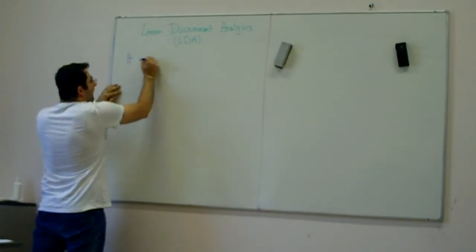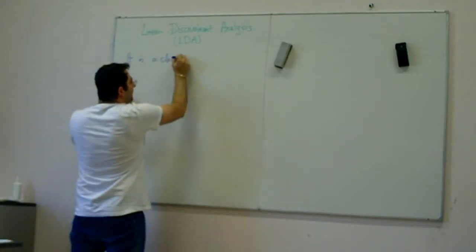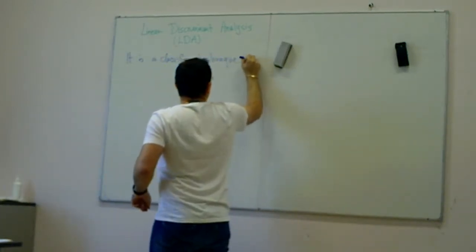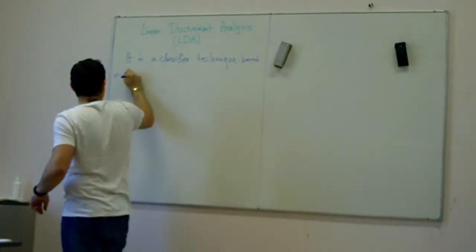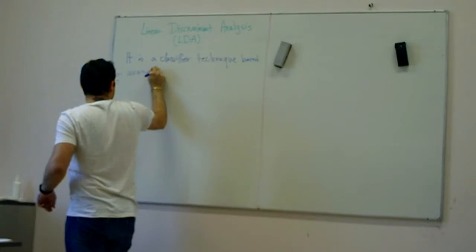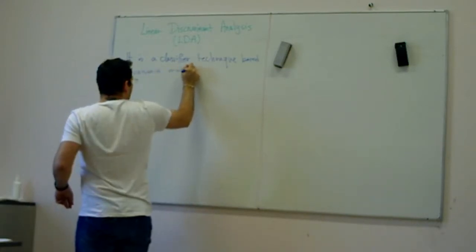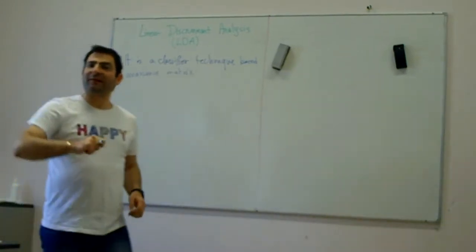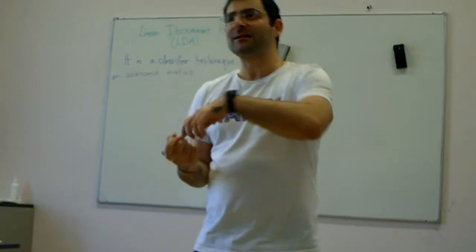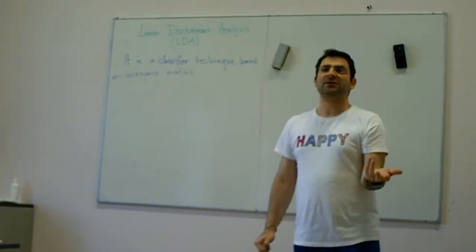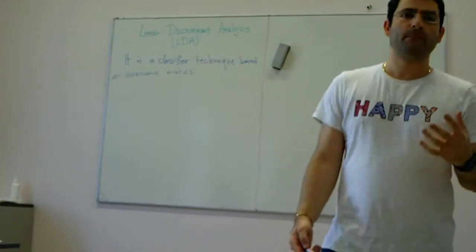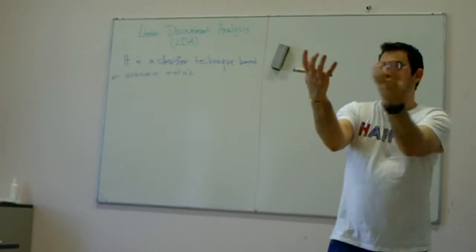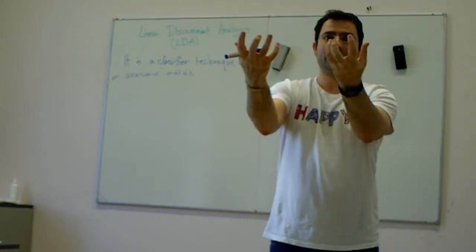It is a classifier technique based on covariance matrix. So covariance actually helps. Look, we have variance and we have covariance. What is variance and what is covariance? What's the difference between them? Variance is looking at one data and saying how it is varying. Covariance, we said, look at two data and how they are varying with respect to each other.